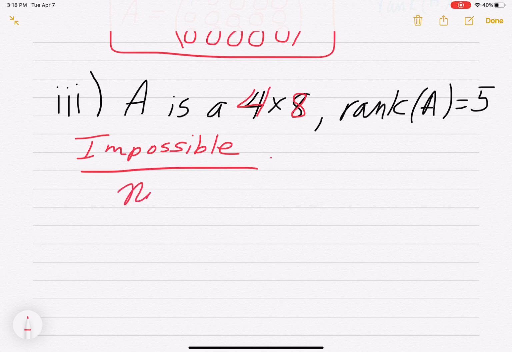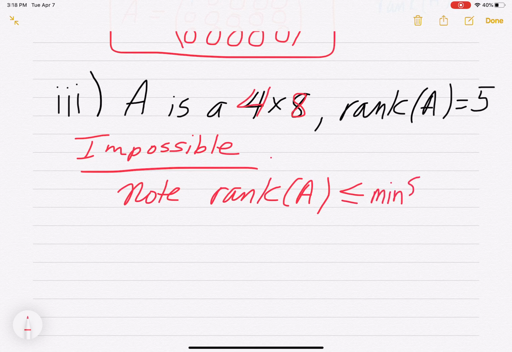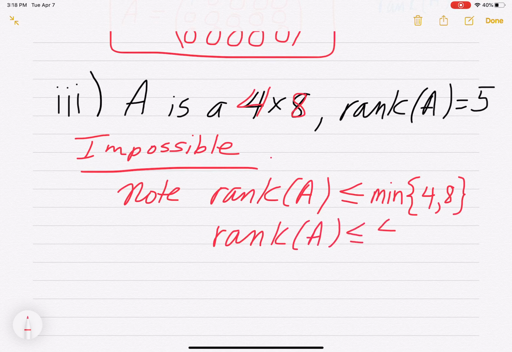So note the rank of A is bounded above by the minimum of 4 and 8. You're restricted by your number of rows and columns, so the smaller of the two numbers. So the rank of A is less than or equal to the minimum of 4 and 8, which is 4. So rank is less than or equal to 4, and it's impossible to have a rank of 5.